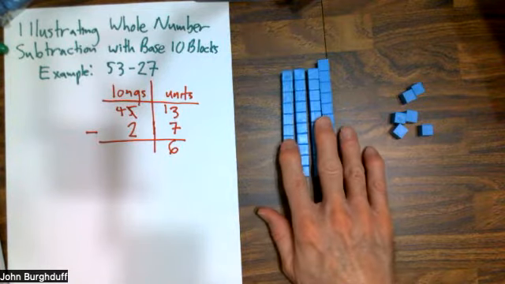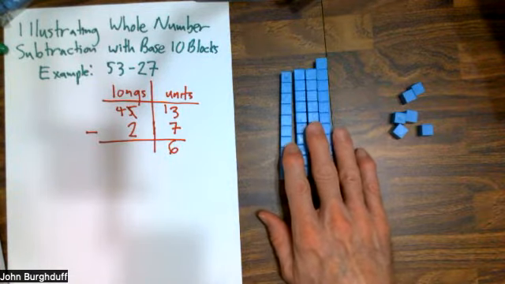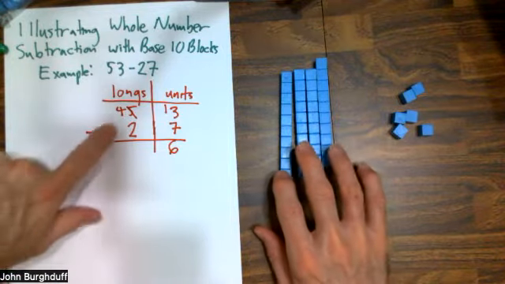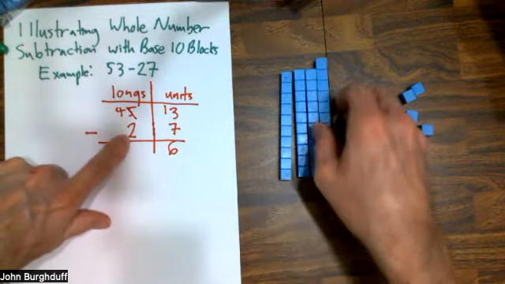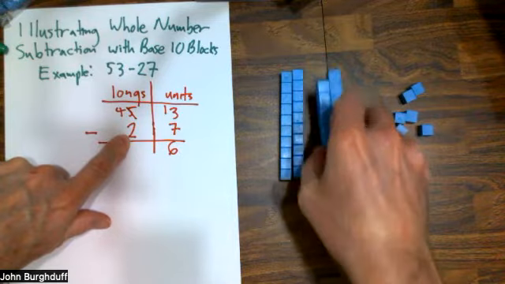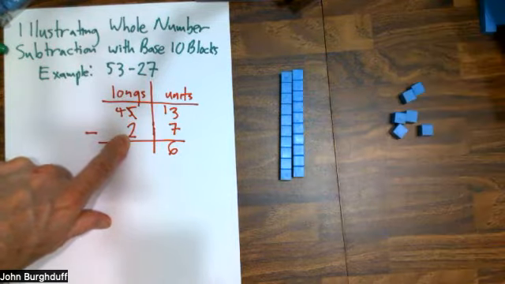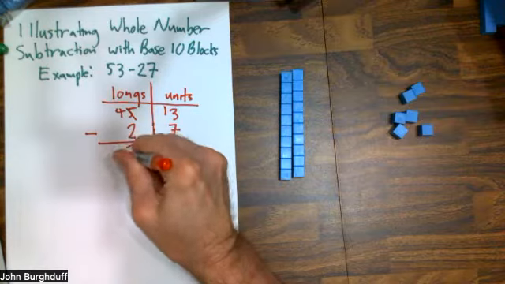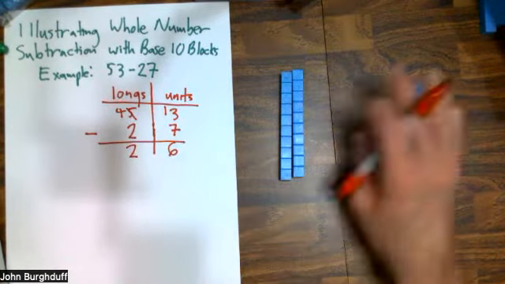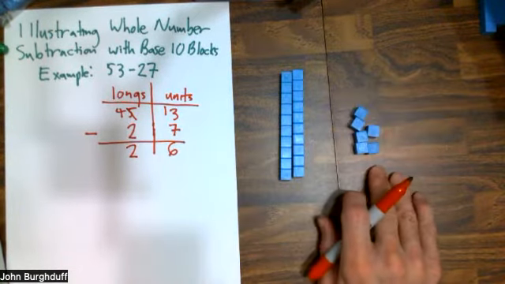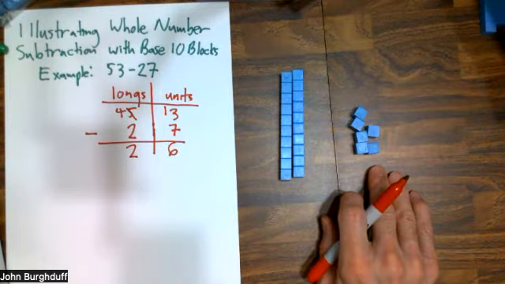Now, in the meantime, I have 1 fewer long than I began with, but that's okay. I now will take the 4 longs that I have left and take away 2 of them. So again, I take away 2. That leaves me with 2 longs and 6 units. And we illustrate that right here perfectly as the number 26.